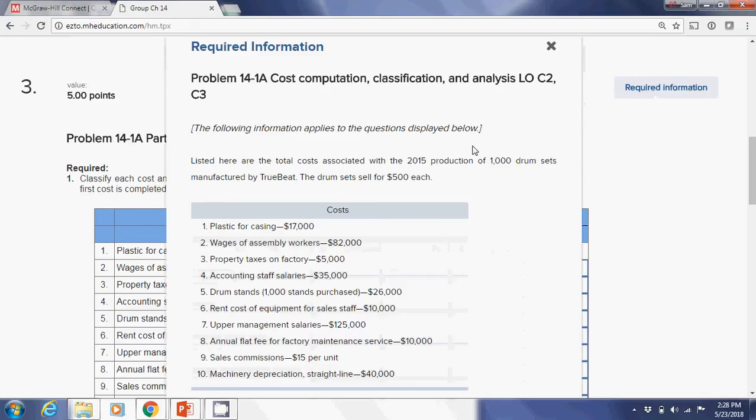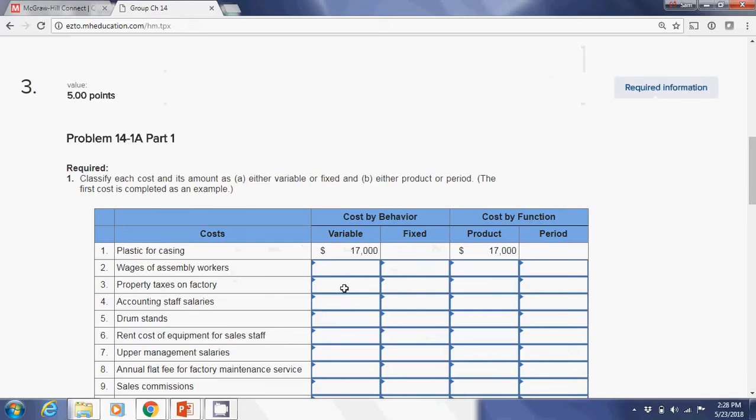Wages for assembly workers is $82,000 is the number that we're looking for. What we have to do is figure out if it's going to be variable or fixed, product or period. Wages are very different from salaries. Wages are hourly. That's how we should define that.